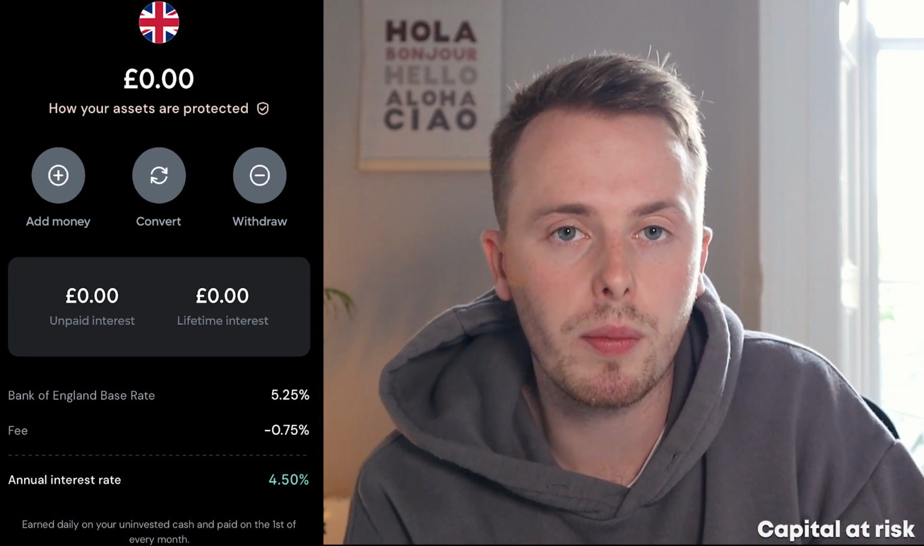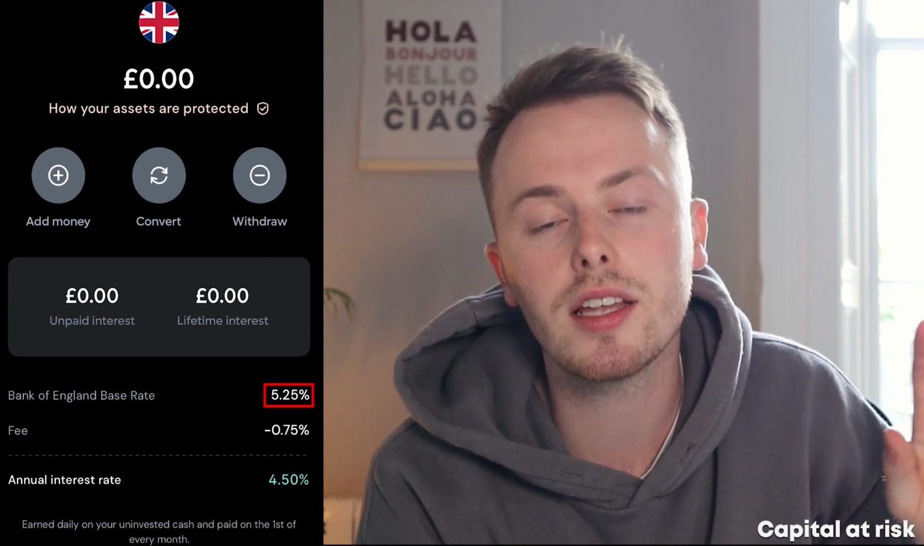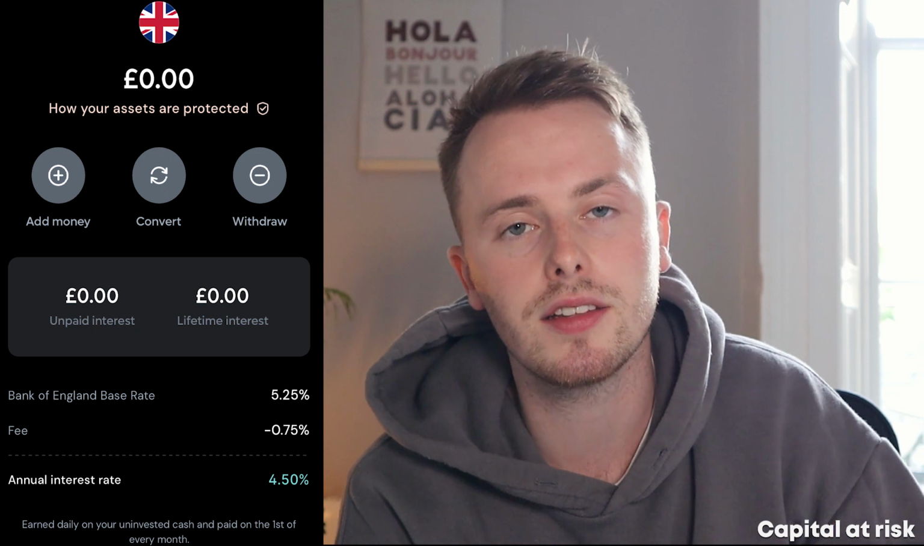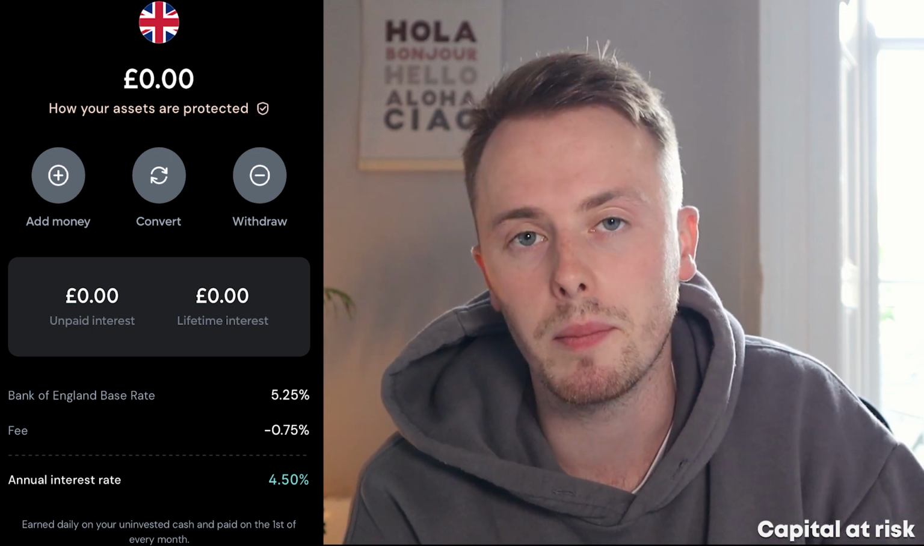Same again with the Great British Pounds. They take the Bank of England rate minus their 0.75%, and then you're left with 4.5% at the minute. And then the same for the US dollars. They take the Fed rate, then they minus their 0.75% and offer the rest back to you. So really, really cool. I love how they've done that there.